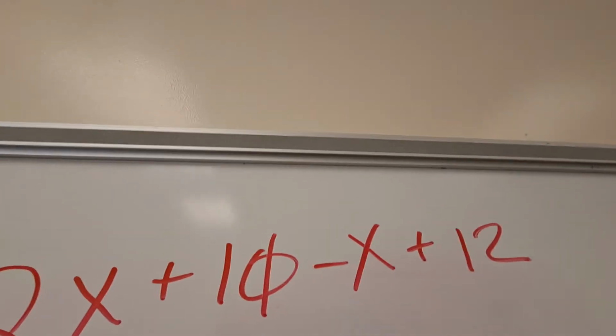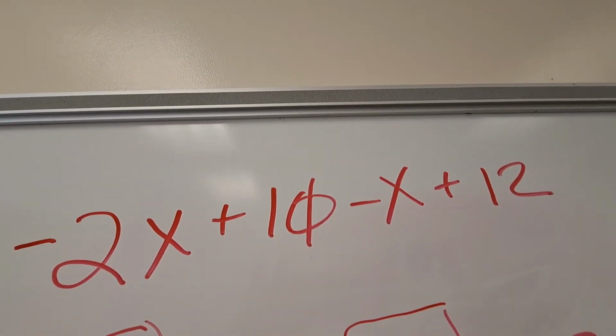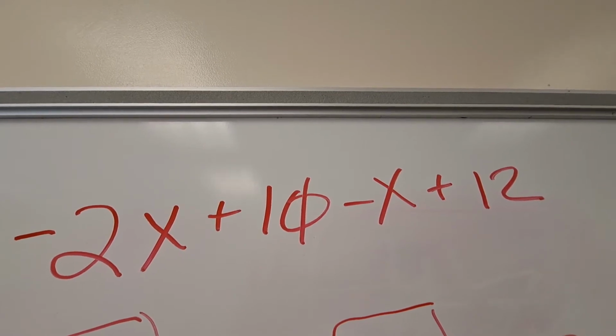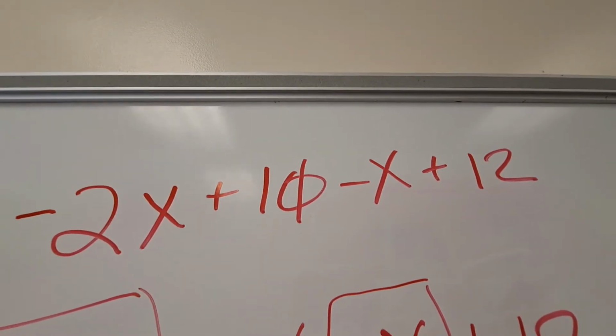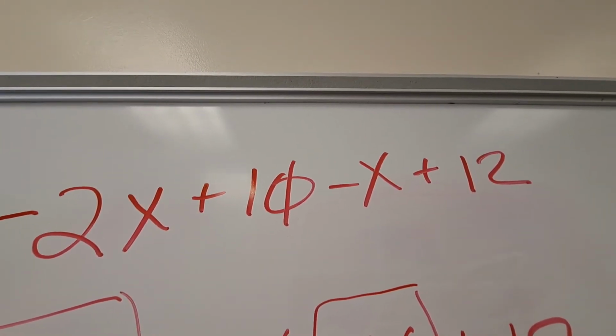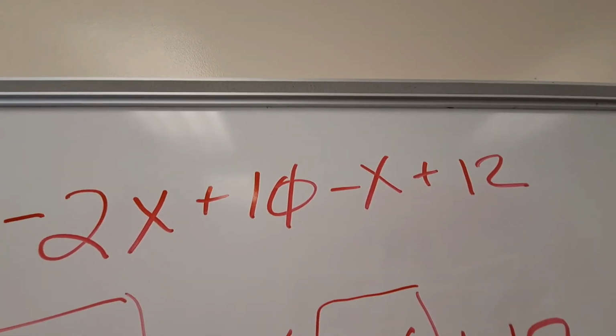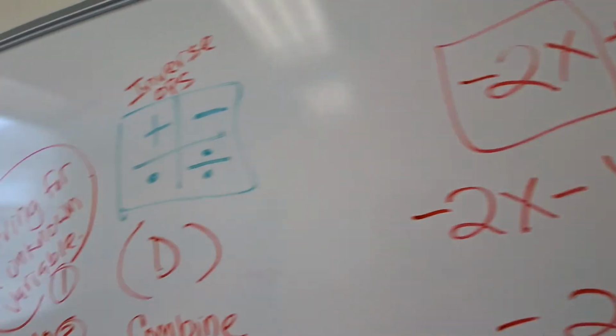All right, I want to work on this problem. Negative 2x plus 10 minus x plus 12. Now you're like, hold up, there's no equal sign. There's no equal sign on this equation, so what do we do? Well, let's go back to our steps.